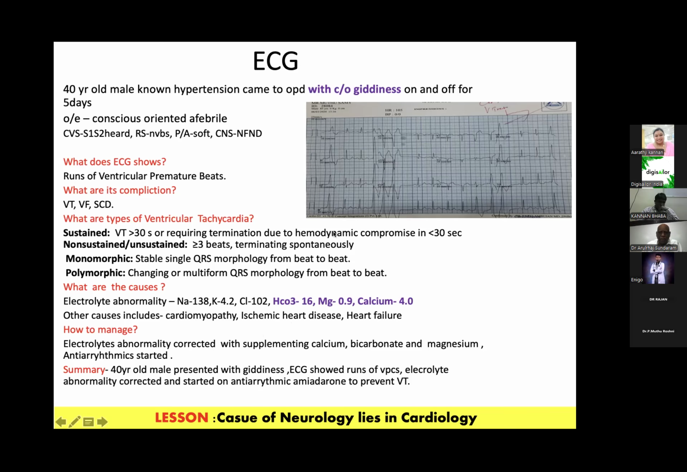When we control it with an antiarrhythmic drug like amiodarone, it goes well. The message here is that the cause for neurology, that is giddiness, can be in the heart, that is due to a rhythm disturbance.